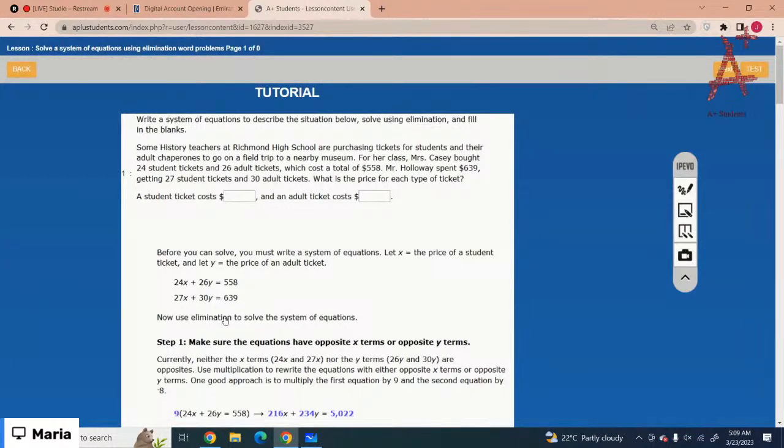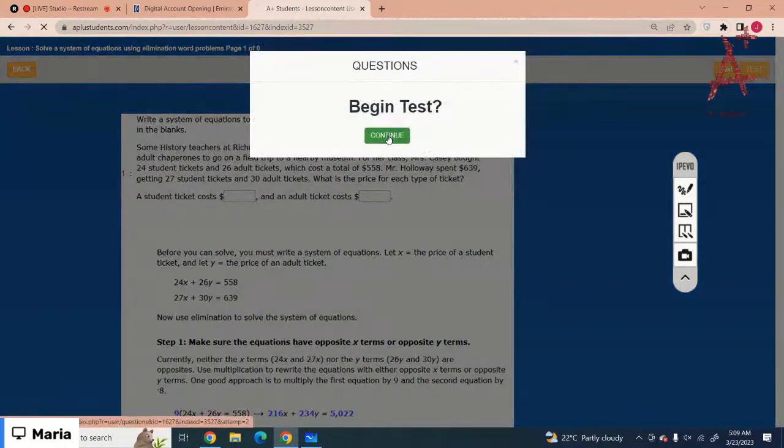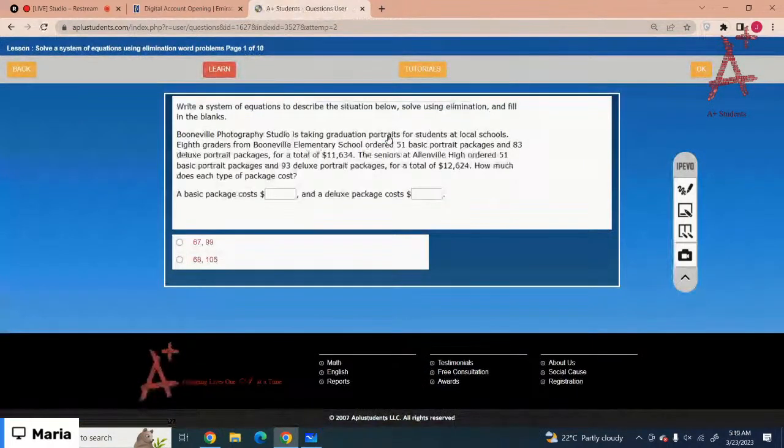Okay, so start with the test question so that we can do more practice questions. Got it? So let's start. Let me read the question.